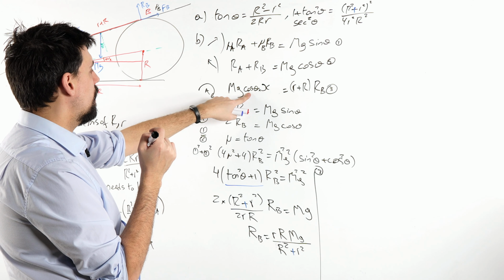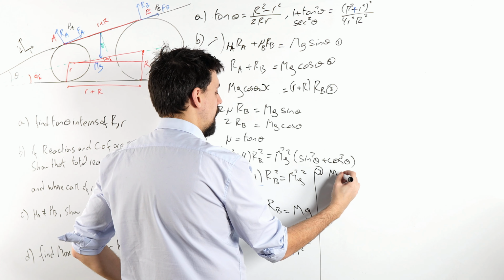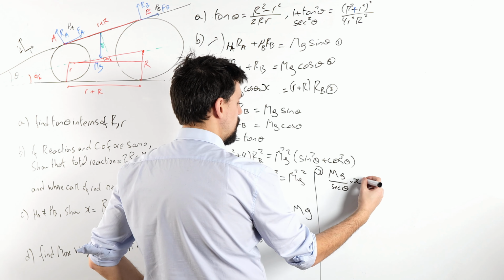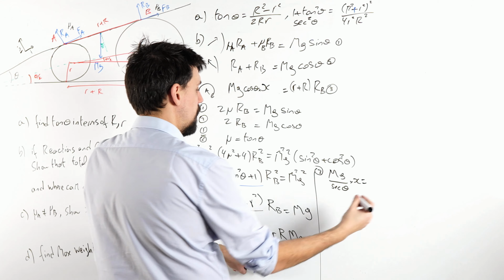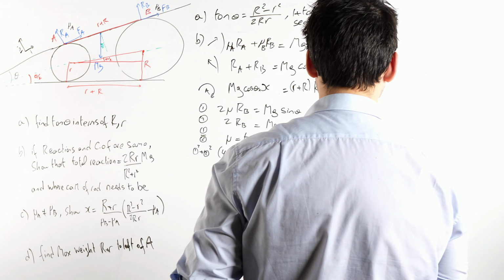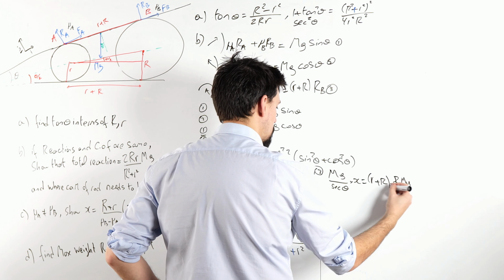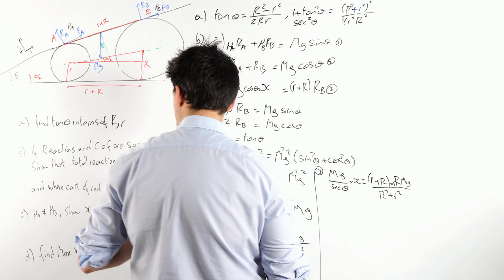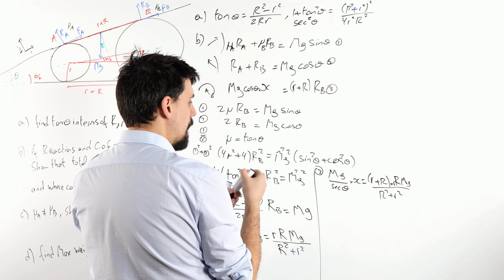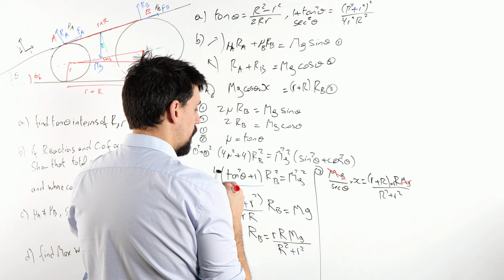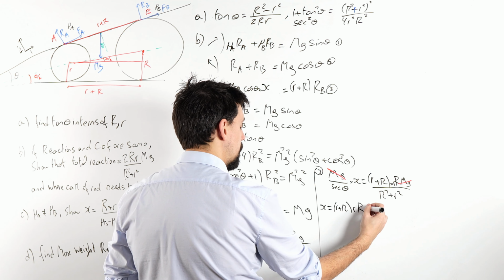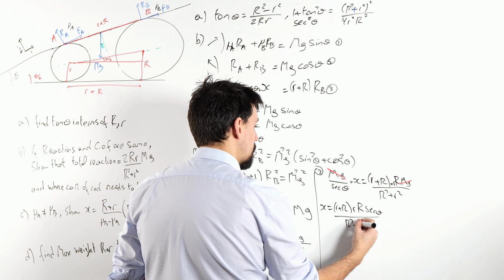Now this is where stuff is quite cool, because cos theta, I'm going to write that as mg over sec theta times x is equal to r plus R times R_B, which is R. Am I going to run out of space over here? Capital R mg all over R squared plus r squared. Am I on the right direction? I think so. Now, the mg's cancel out. So x becomes (r plus capital R) times r times capital R, times sec theta over R squared plus r squared.